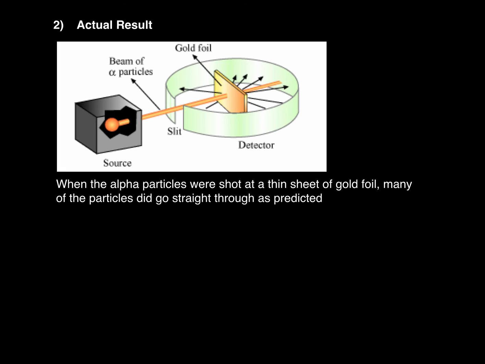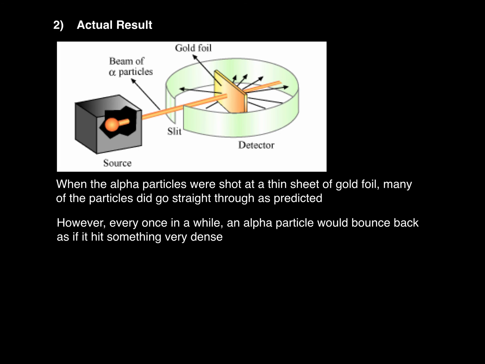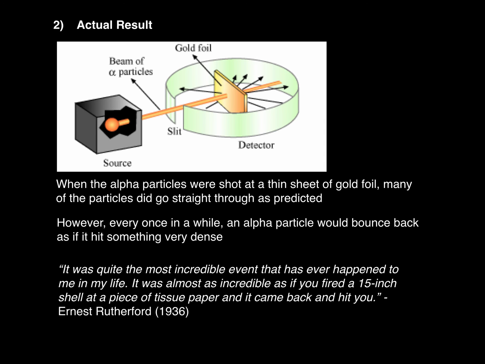When the alpha particles were shot at a thin sheet of gold foil, many of the particles did go straight through as predicted. However, every once in a while an alpha particle would bounce back, as if it hit something very dense. Rutherford said, "It was quite the most incredible event that has ever happened to me in my life. It was almost as incredible as if you had fired a 15-inch shell at a piece of tissue paper and it came back to hit you."